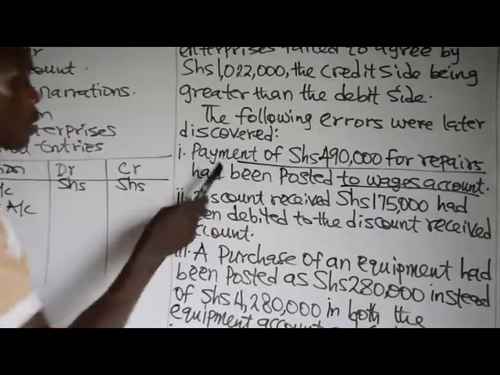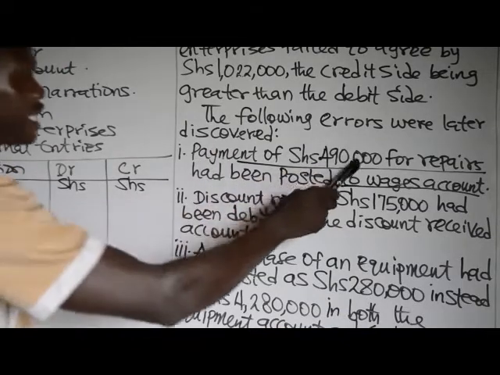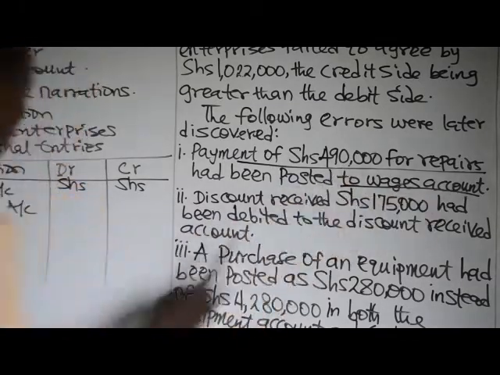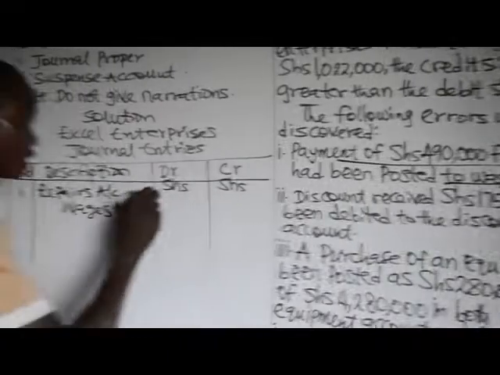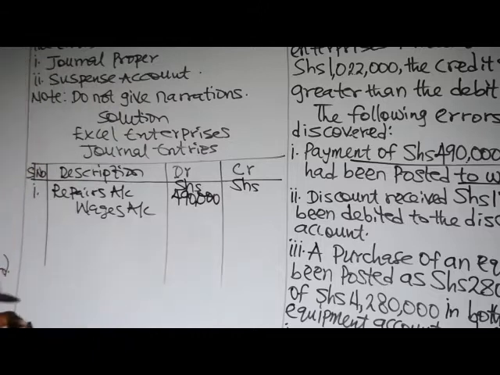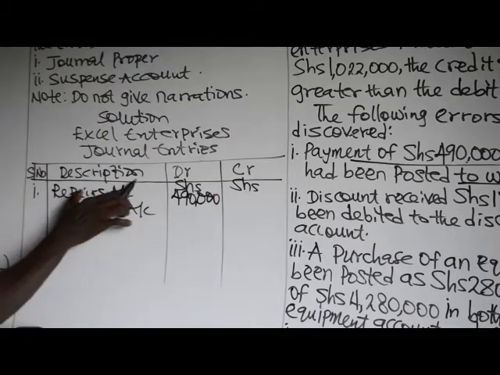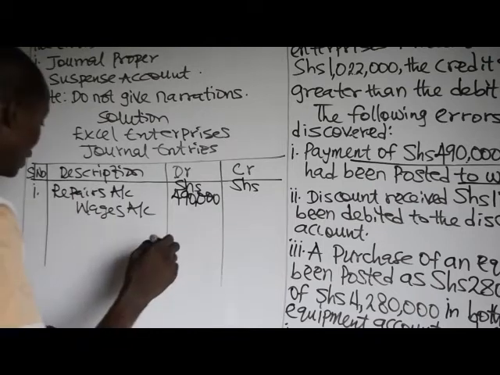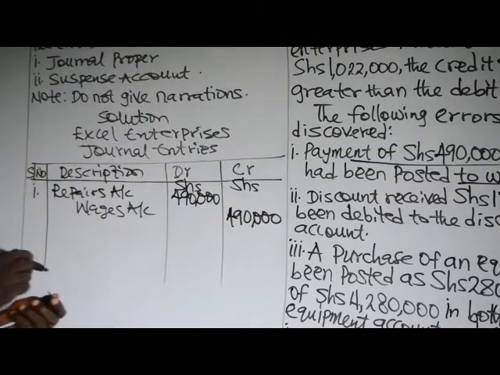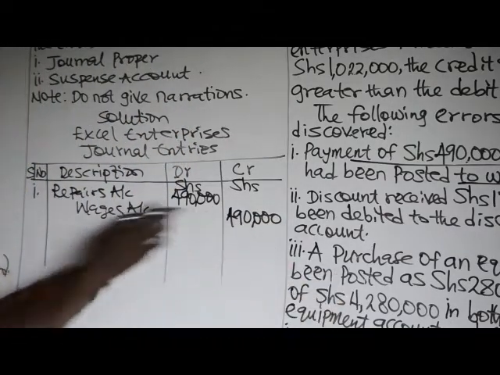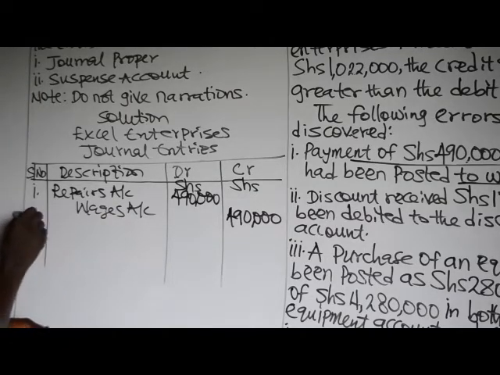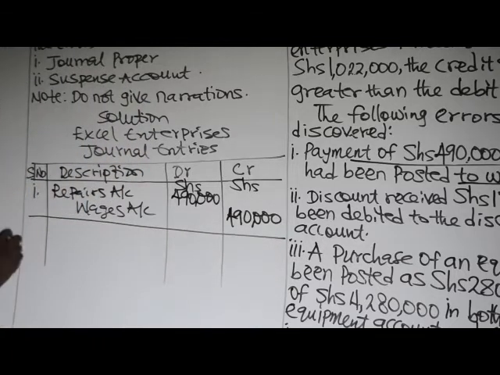Now, payment of 490,000 shillings for repairs had been posted to wages account. The amount involved is 490,000. So that means you debit the repairs account. Repairs account is supposed to be debited, and it has not been debited. That is why we are debiting the repairs account. Then you credit wages account that has wrongly been debited, in order to eliminate the amount at the debit side of wages account. So that is for that.